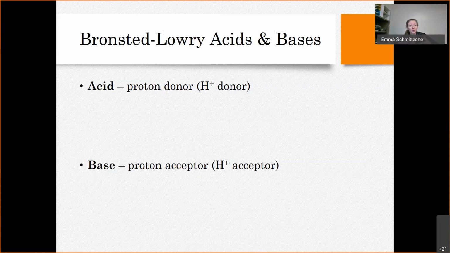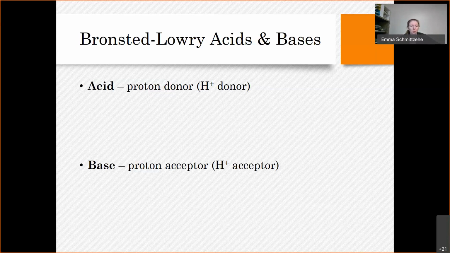Because if it doesn't have OH minus, how can it release OH minus? It can't. But something can actually act as a base, or behave as a base, if it is capable of accepting a proton, accepting an H plus. So that's the Bronsted-Lowry definition. It's focused on whether this substance is giving an H plus or taking on an H plus. And whatever it's doing with H plus tells you if it's an acid or base.